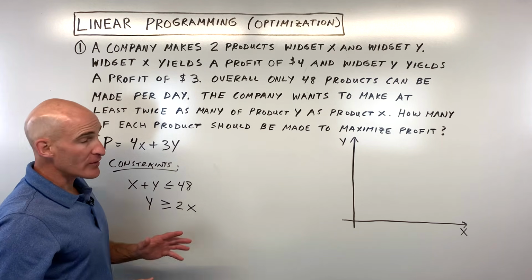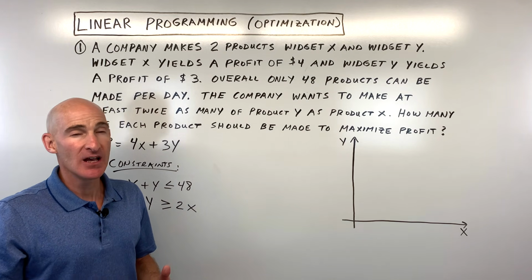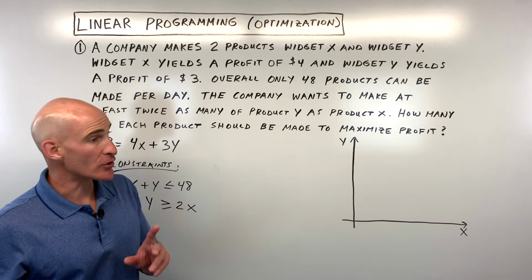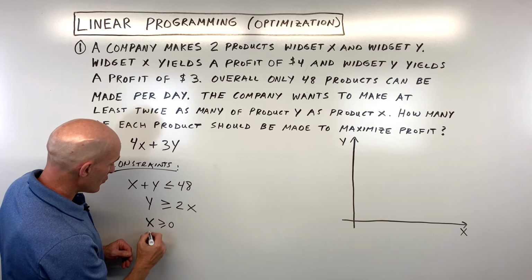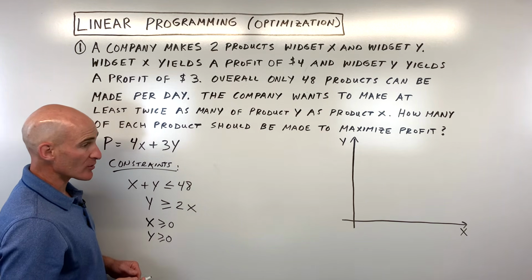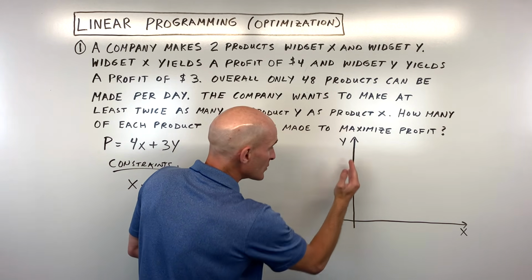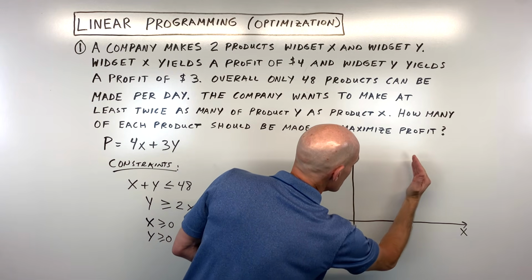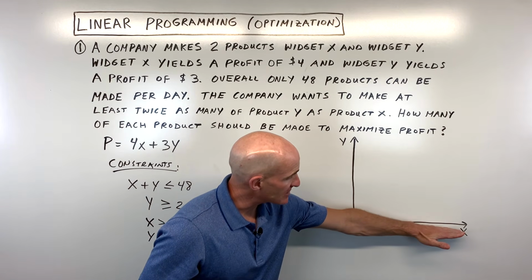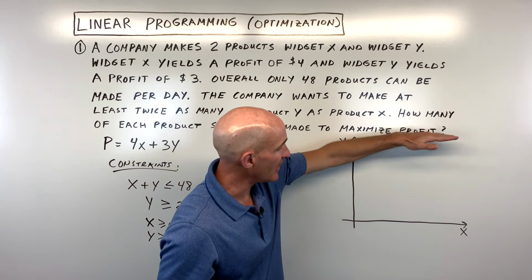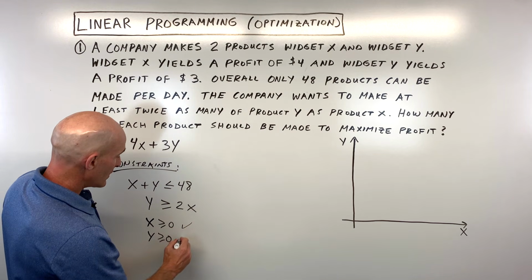Okay, so now the other thing you have to pay attention to is with these two products, could you make a negative number of these products? Well, not really. The least you could make would be 0. So this is kind of implied that X has to be greater than or equal to 0, and Y also has to be greater than or equal to 0. X equals lines are vertical lines, so X greater than or equal to 0 would be to the right of the Y-axis. Y equals lines are horizontal lines, so Y greater than or equal to 0 is above the X-axis. That's going to put us here in the first quadrant. So that takes care of these two inequalities.